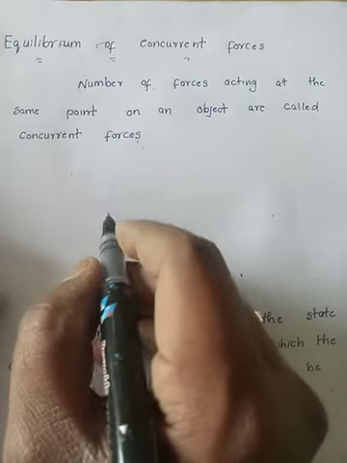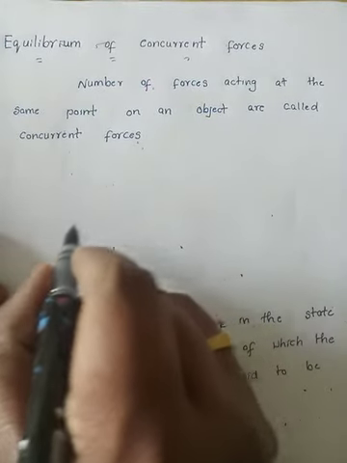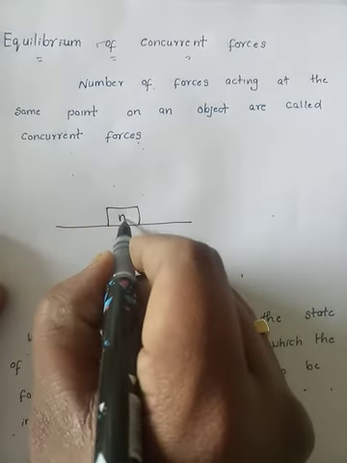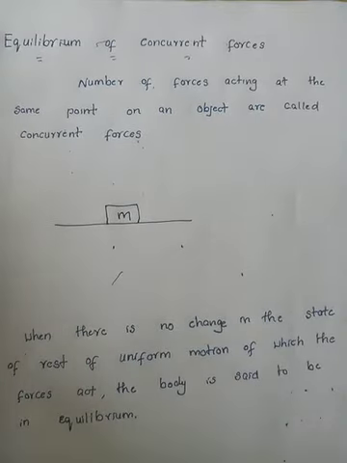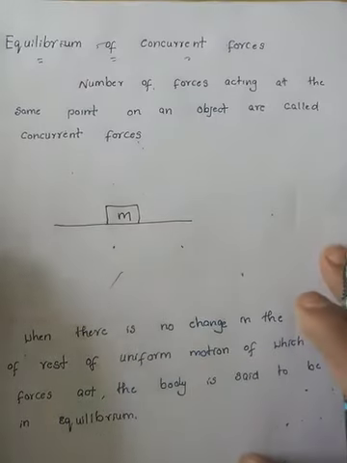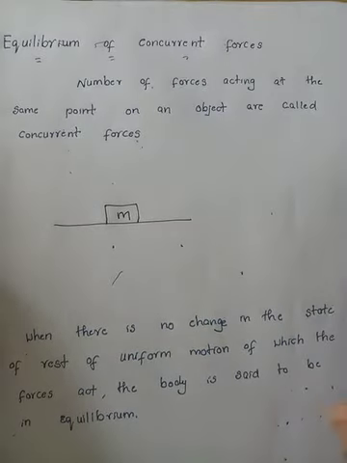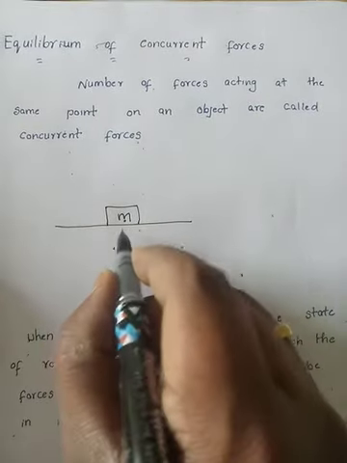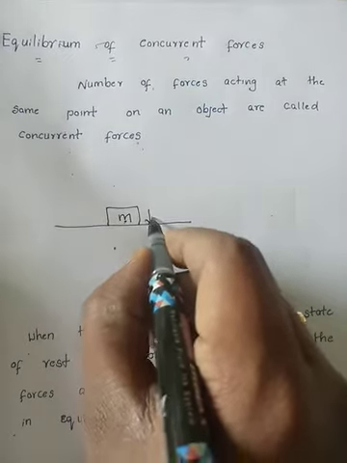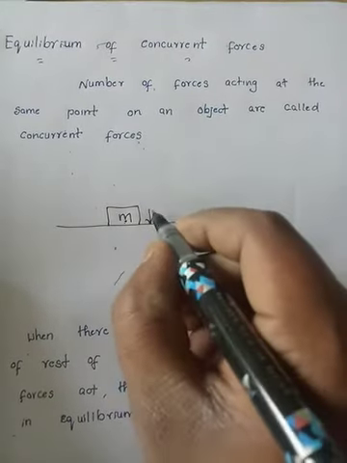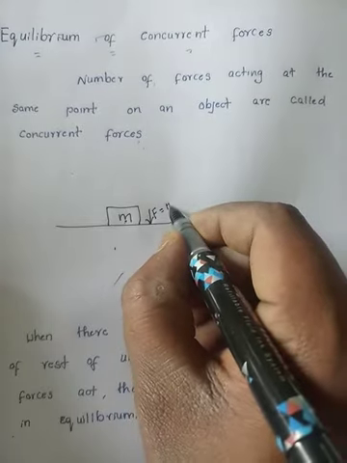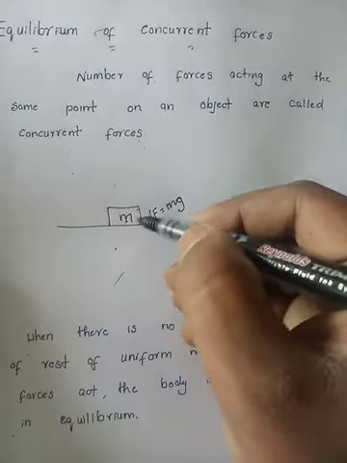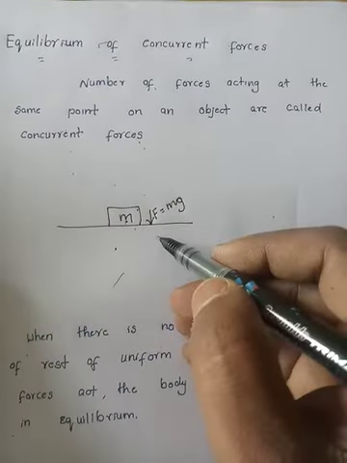So I am taking an example. A small example: a book placed on a table. For example, this is a book that is placed on a table. Now, this book having mass m exerts a force on the table, right? The force exerted by this book on the table is F equals mg in the downward direction.